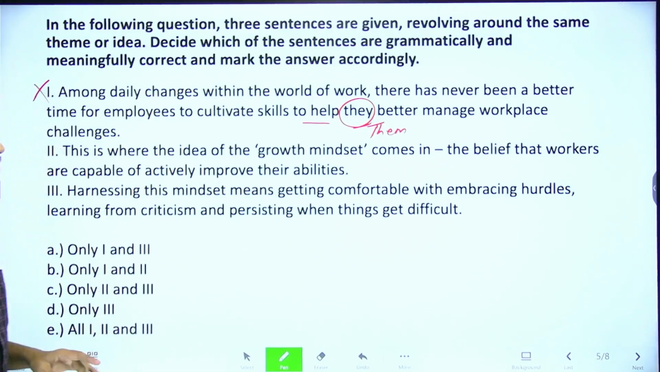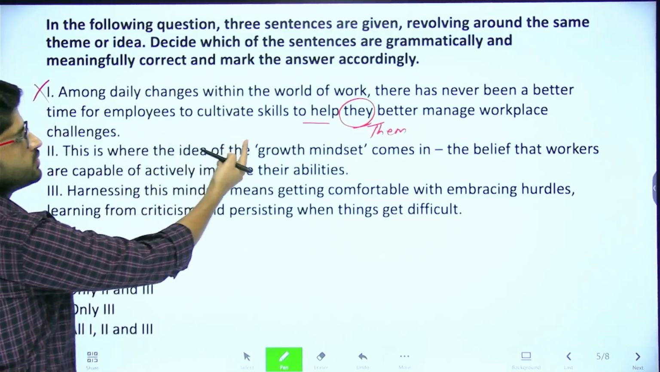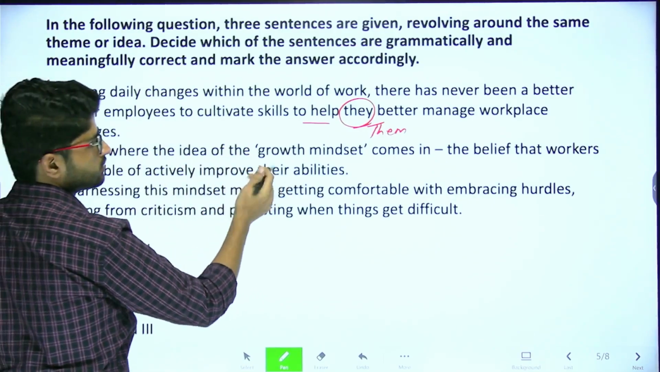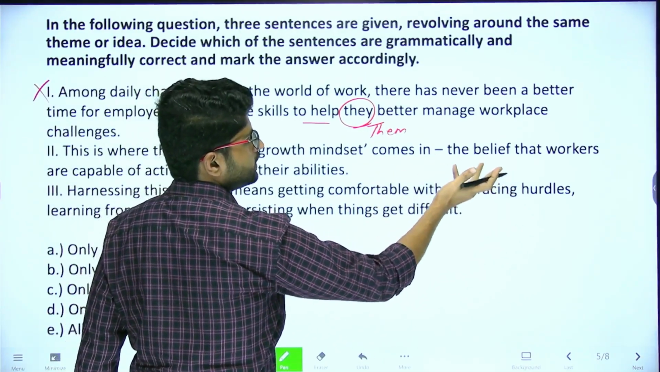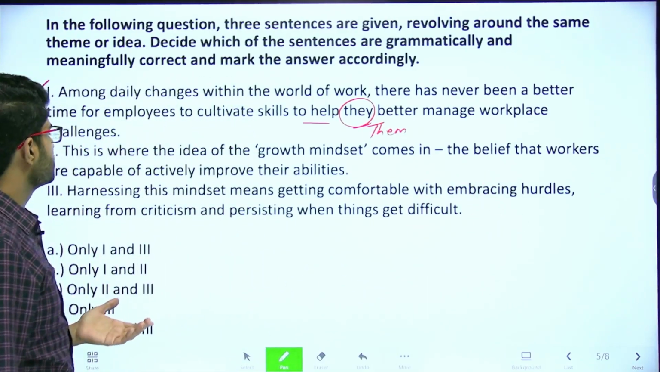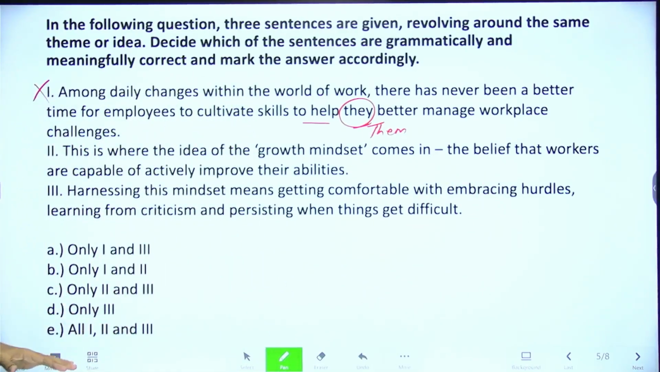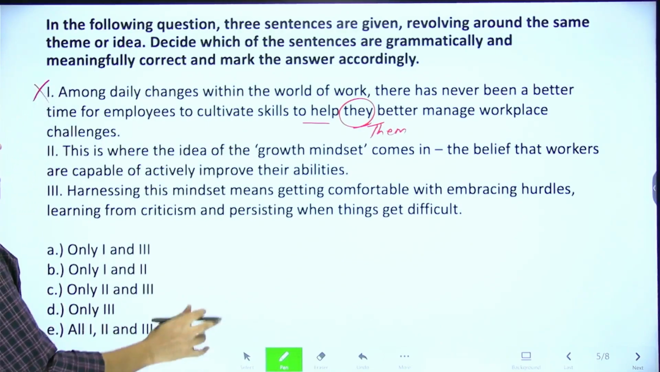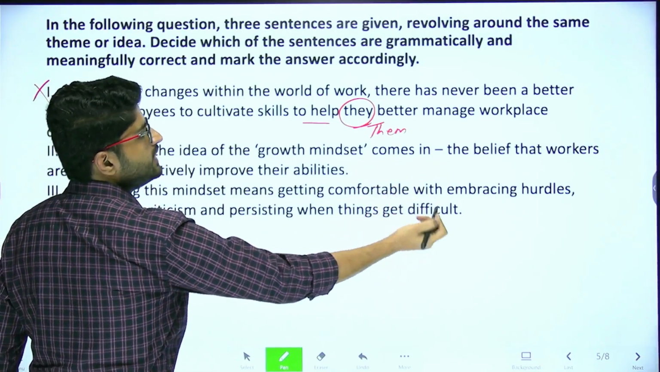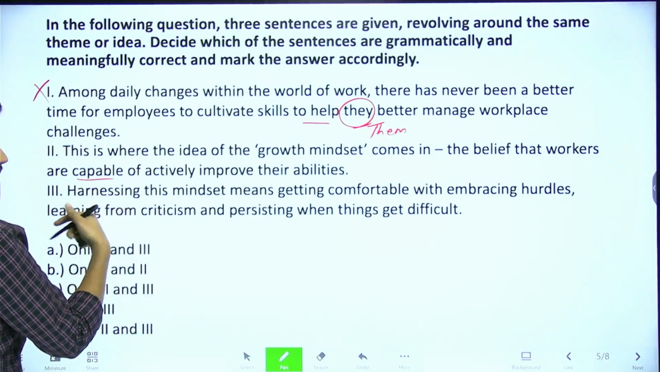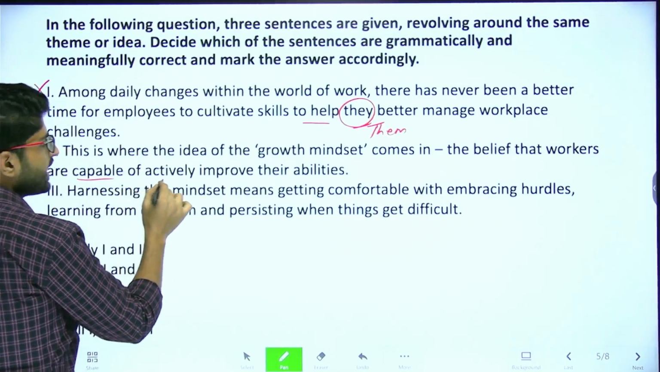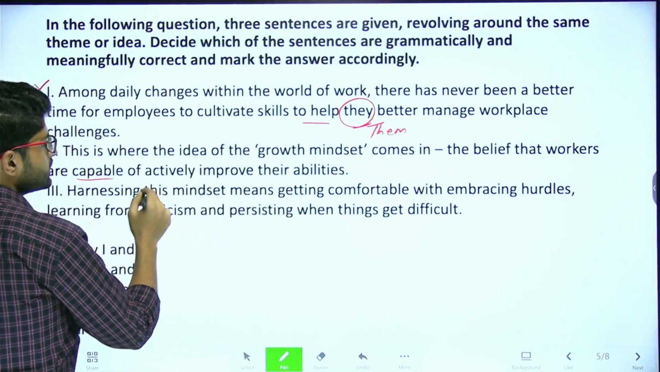सो एम्प्लॉयज जो है अपनी परफॉर्मेंस इंप्रूव कर सकते हैं, और यहाँ पे आइडिया आता है ऑफ ग्रोथ माइंडसेट, and यहाँ पे उसी आइडिया को एक्सप्लेन किया गया है। The belief that workers are capable of actively improve their abilities, कि क्या है, what is growth mindset? The belief, क्या बिलीफ? कि workers are capable, they are able, उनके पास एबिलिटी है of actively improve their abilities.